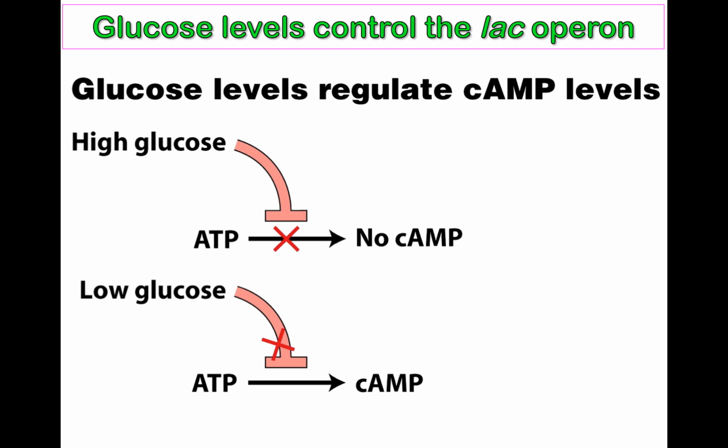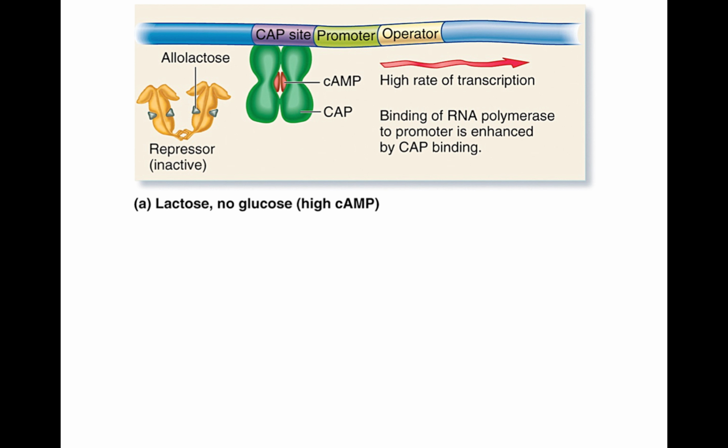However, if glucose is not around and lactose is the sole source, then you would want the cell to metabolize the lactose. So if glucose levels are low, cyclic AMP is produced, which binds the catabolite activator protein and helps to activate the Lac operon.